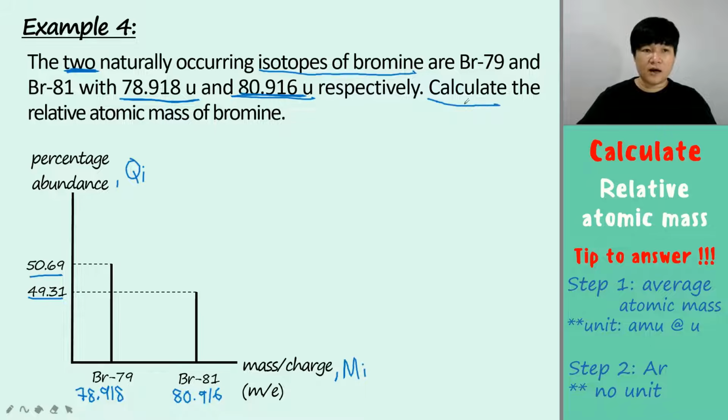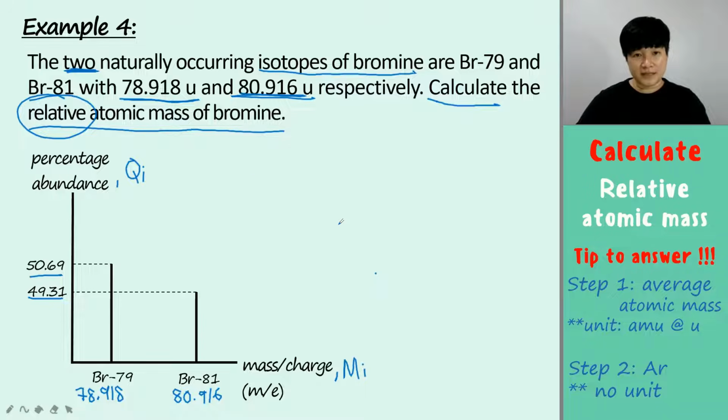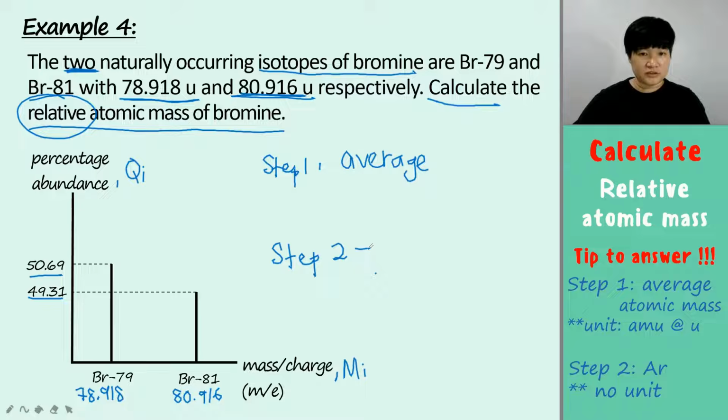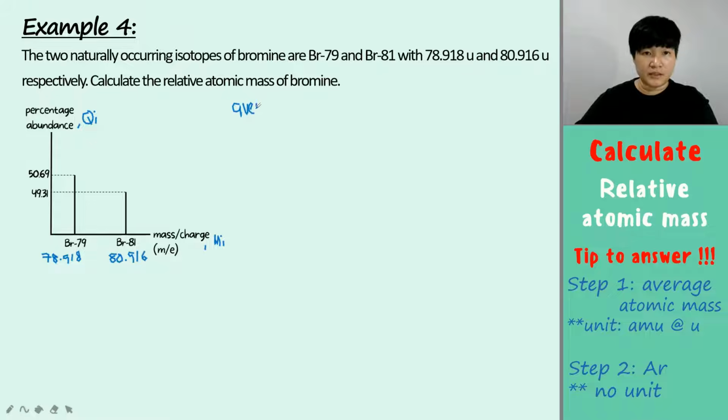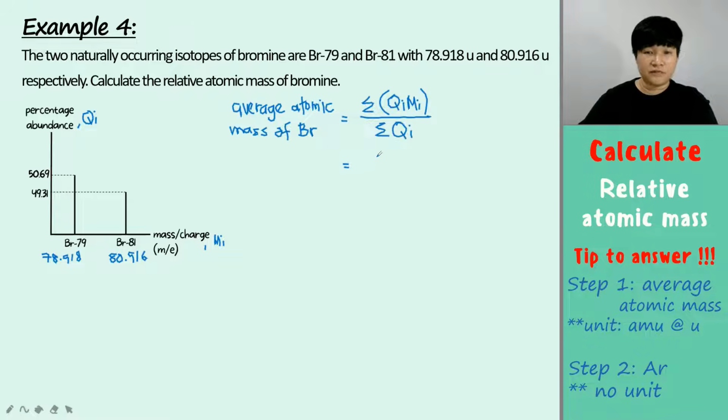So you have the Qi given for Br79 and also Br81. The question asks to calculate the relative atomic mass of bromine. But we know that in the formula of relative atomic mass, you must have the average atomic mass. So for step 1, you must calculate the average first. Only then can you put the average atomic mass that you calculated into step 2 to find the relative atomic mass. So we will calculate the average atomic mass first. Write the formula of average atomic mass.